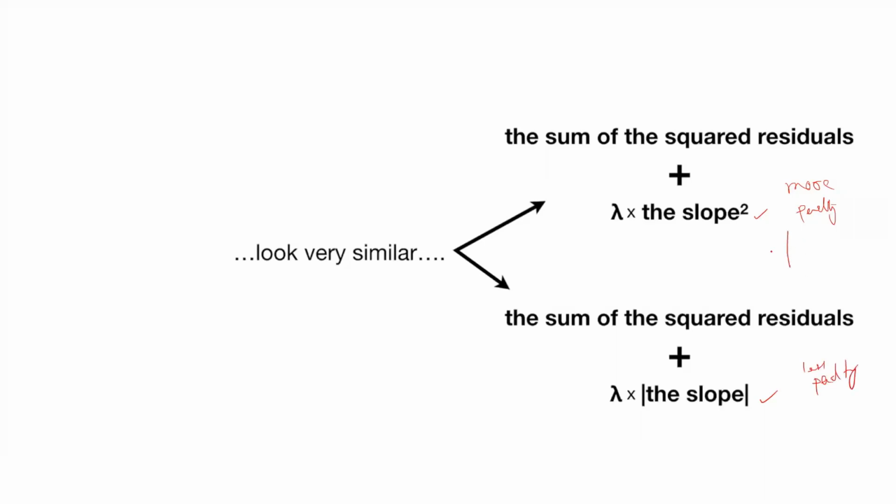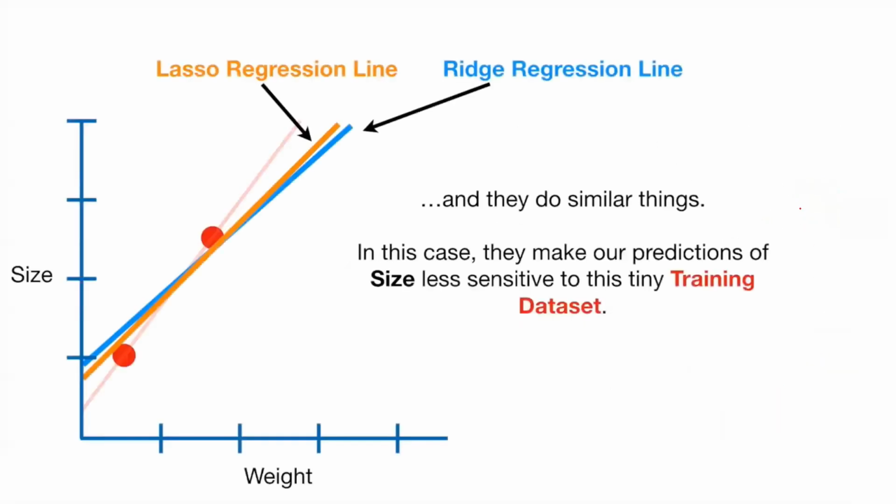Because if we say, for example, we have a value of -5 or 5, ultimately the answer is going to be 25. And here, if it is plus minus 5, the mod value is going to be 5. So obviously, there is more penalty introduced. And that's why if you want to compare both of the lines, the lasso regression line will be a little steeper than the ridge regression line. But they similarly do the same thing.